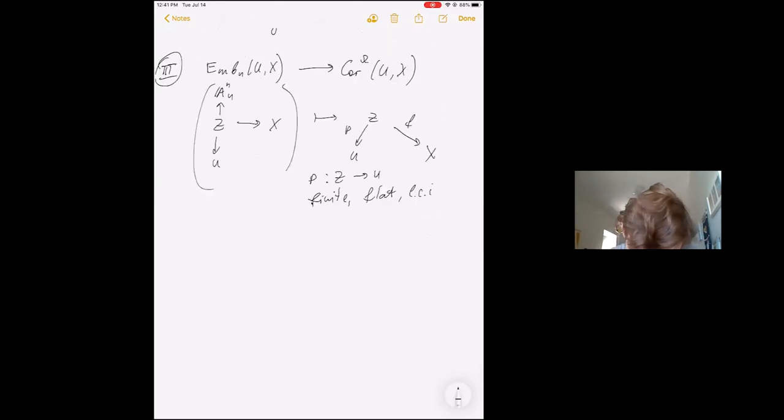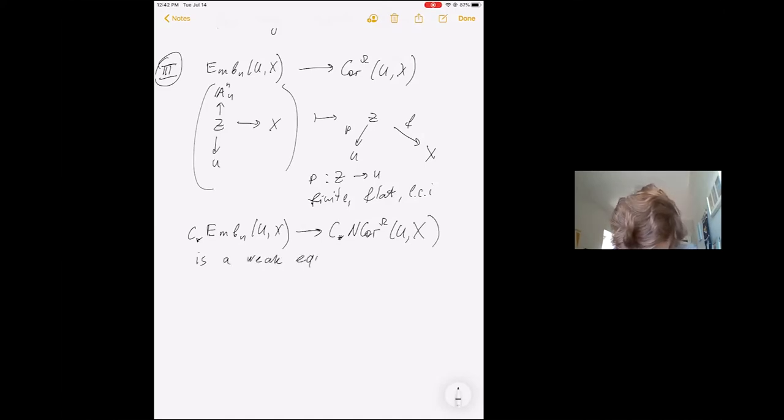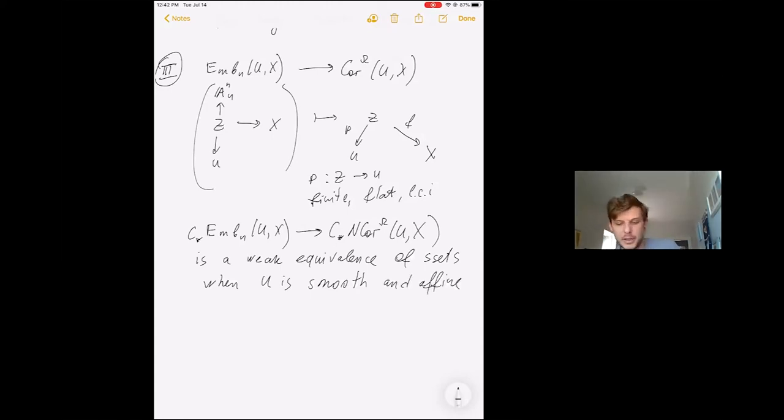Right, and then it turns out that when I apply the simplicial construction again, so here I map to the set of zero simplices of the nerve. So when I consider a map from embeddings N into the nerve of core omega of UX, then it turns out that this is also a weak equivalence of simplicial sets when U is smooth and affine. And then this is how we arrive at the result I started with.